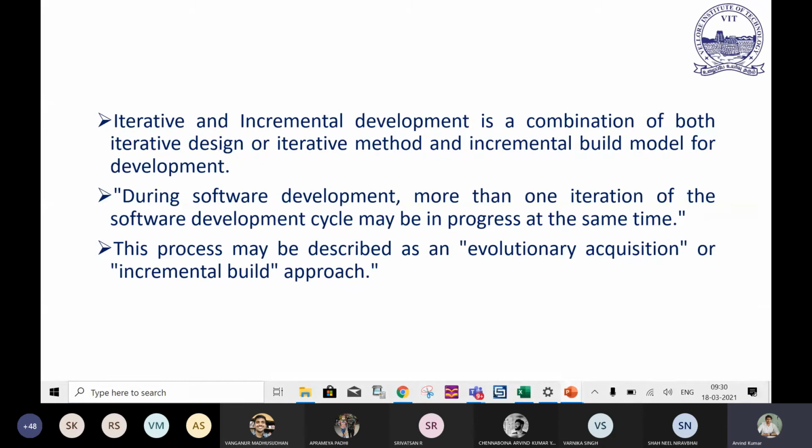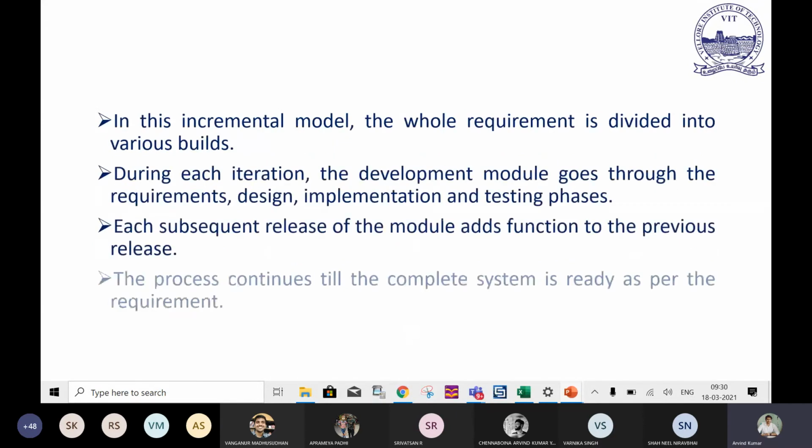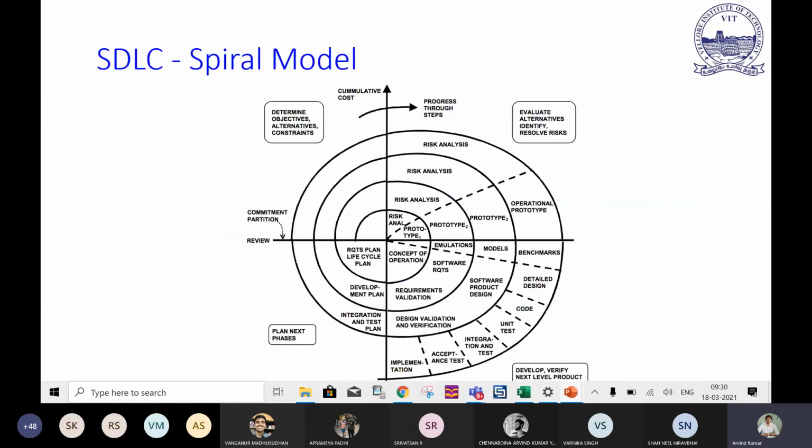During software development, more than one iteration of the software development cycle may be in progress at the same time, and this process may be described as evolutionary acquisition or incremental build approach. So I will finish this one here with a few points regarding this, and the next working model for the software development life cycle is the spiral model.